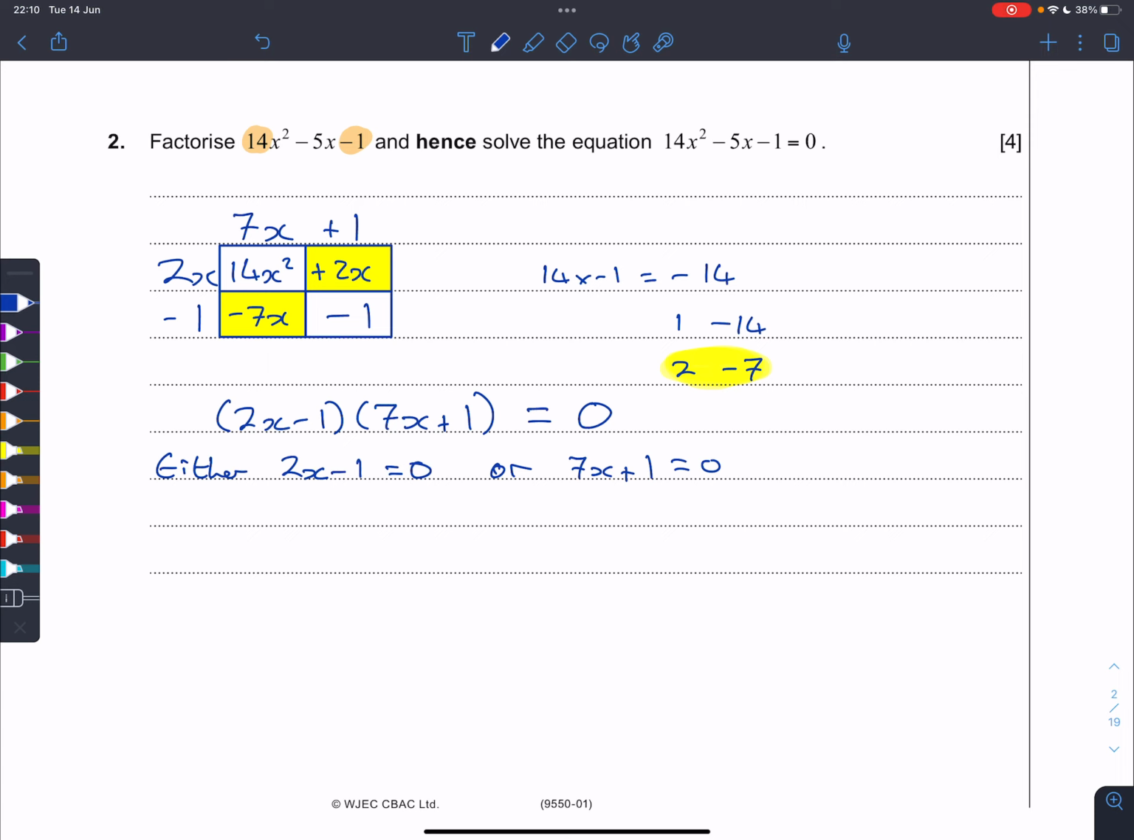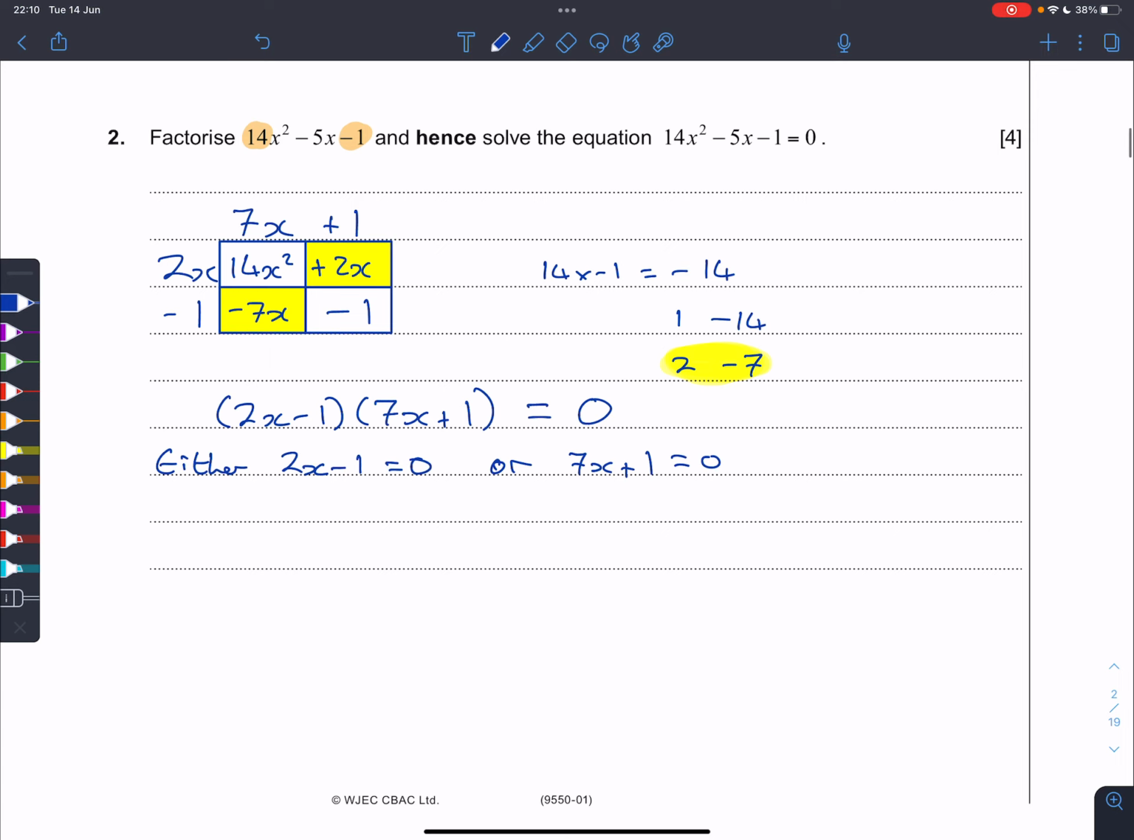And if I solve these two equations, so on the first one, I add 1 to both sides, and then divide both sides by 2, I get x is a half. And on this one, if I take 1 off both sides, and divide by 7, I get negative 1/7. Okay, and those are our possible solutions.